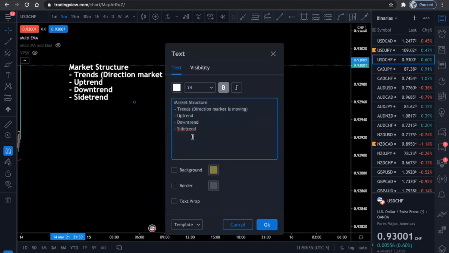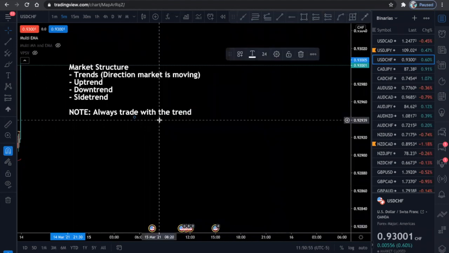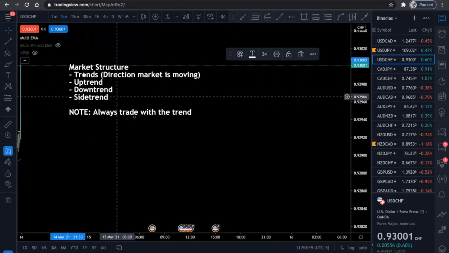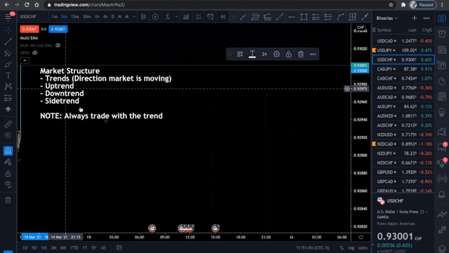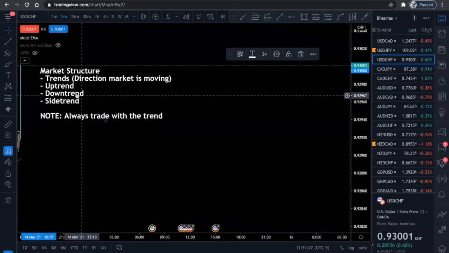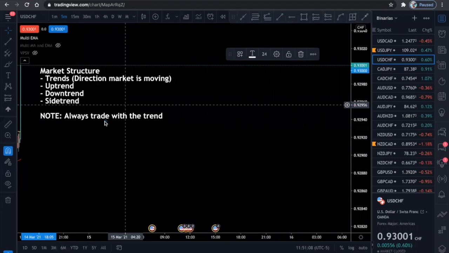Okay, so we're going to put this here in capital letters. So note, always trade with the trend. The trend is your friend. Okay, so the first thing I want to know is what is the market structure. Once I have noticed what this market structure is, I'm going to look for which trend I'm in, and based on the trend I'm in, I'm going to trade in that direction.